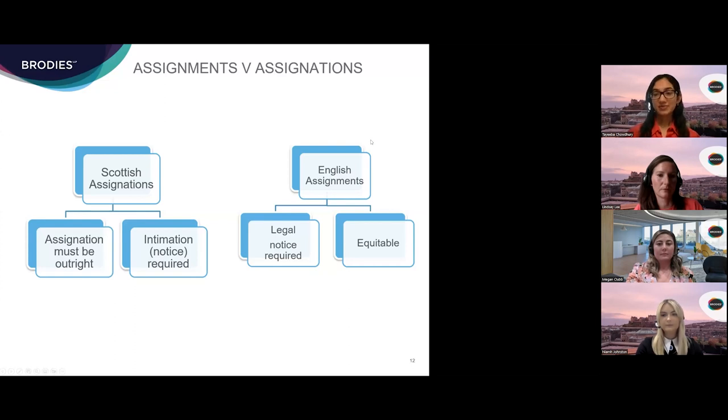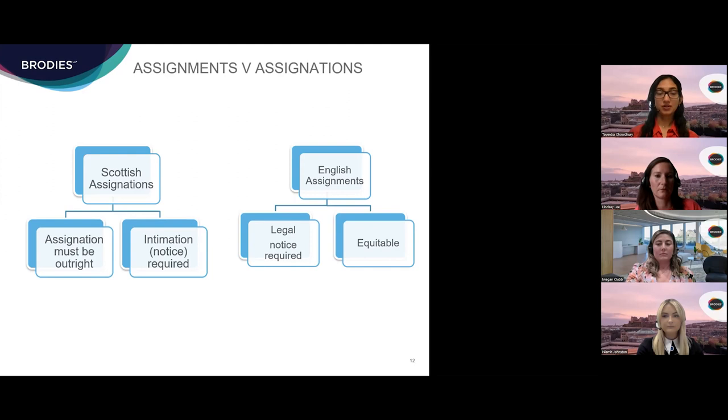Moving on to assignments and assignations. So an assignment under English law or an assignation under Scots law is a transfer of incorporeal or intangible property, such as the rights to payment of a debt, rights to sue, rights under a contract, such as building, construction contracts, or supply contracts, and so on. Although the names are quite similar, there are some crucial differences between a Scots law assignation and an English law assignment, and we'll look at those.